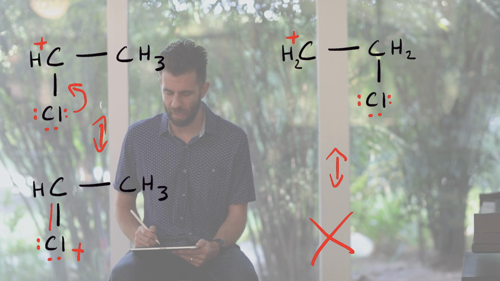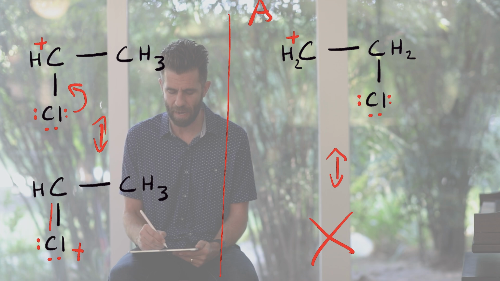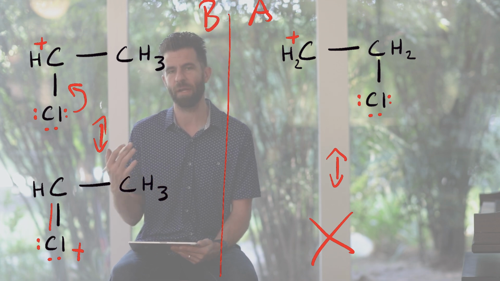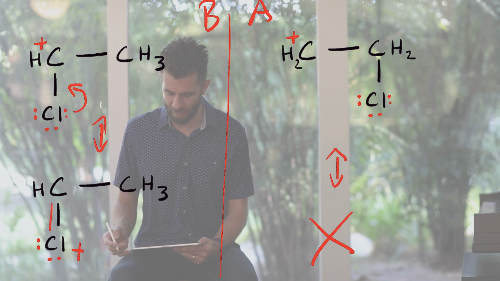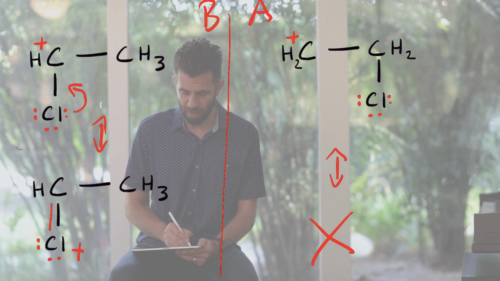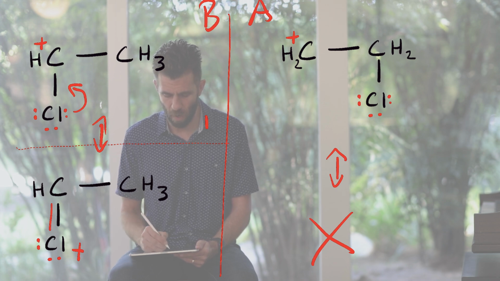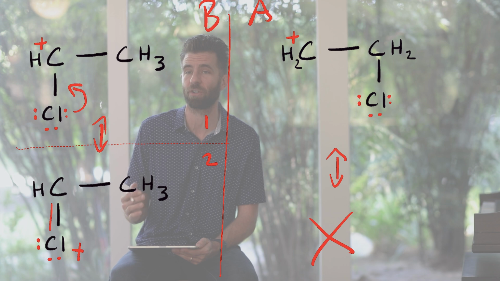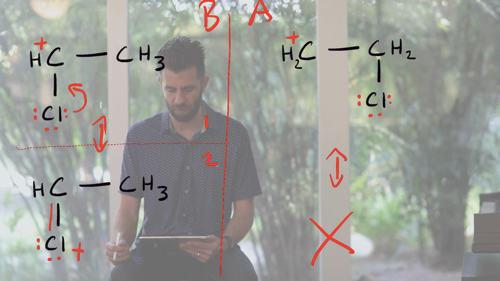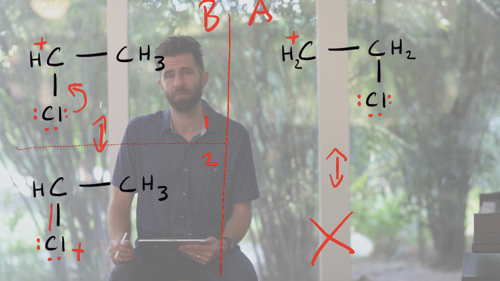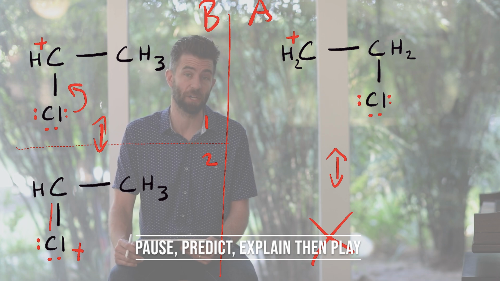Now, really quickly, I'd like you to compare two things. First of all, A and B, which one is more stable? And then also as a part of that, I'd like you to compare these two molecules. And we'll call these 1 and 2, the two resonance structures of B. Tell me which one of those is more stable. So pause, play, and find out. Pause, make your prediction, play.